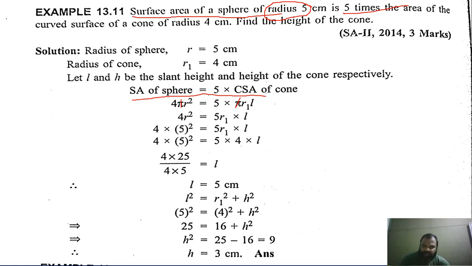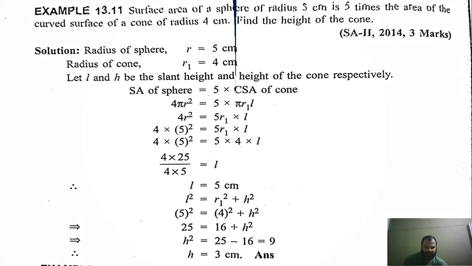Put the value of r, which is given as 5 centimeter, and r1 is also given as 4. First you will have to find L. Okay, and now we find the height, and we know the relation between L, r and h: L square equals r square plus h square. Okay, so put the values of L, r and also h.